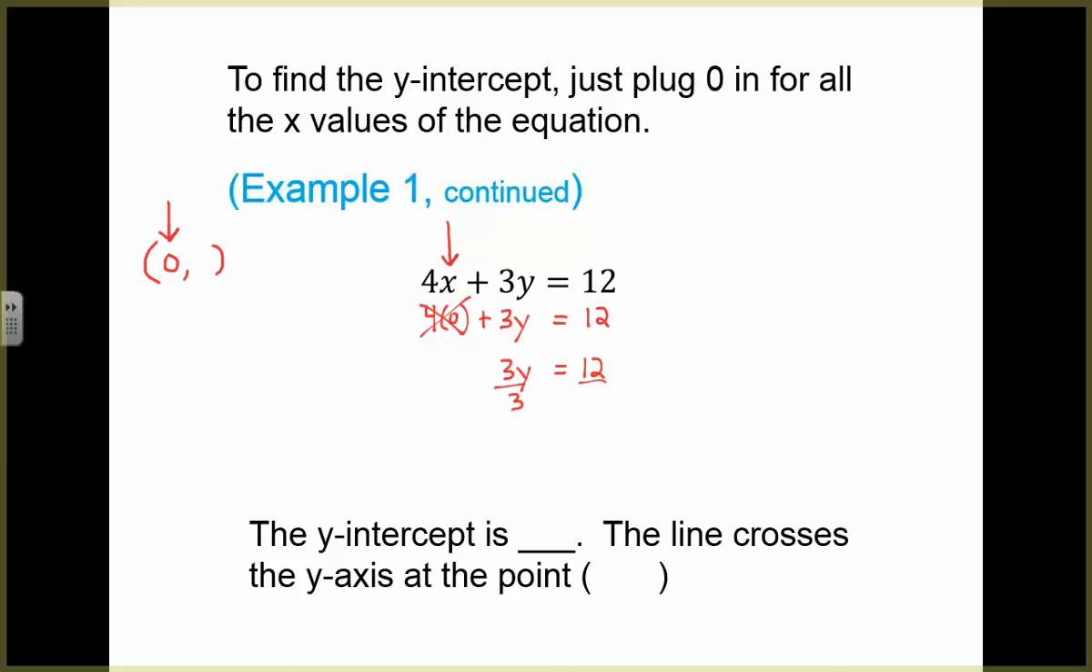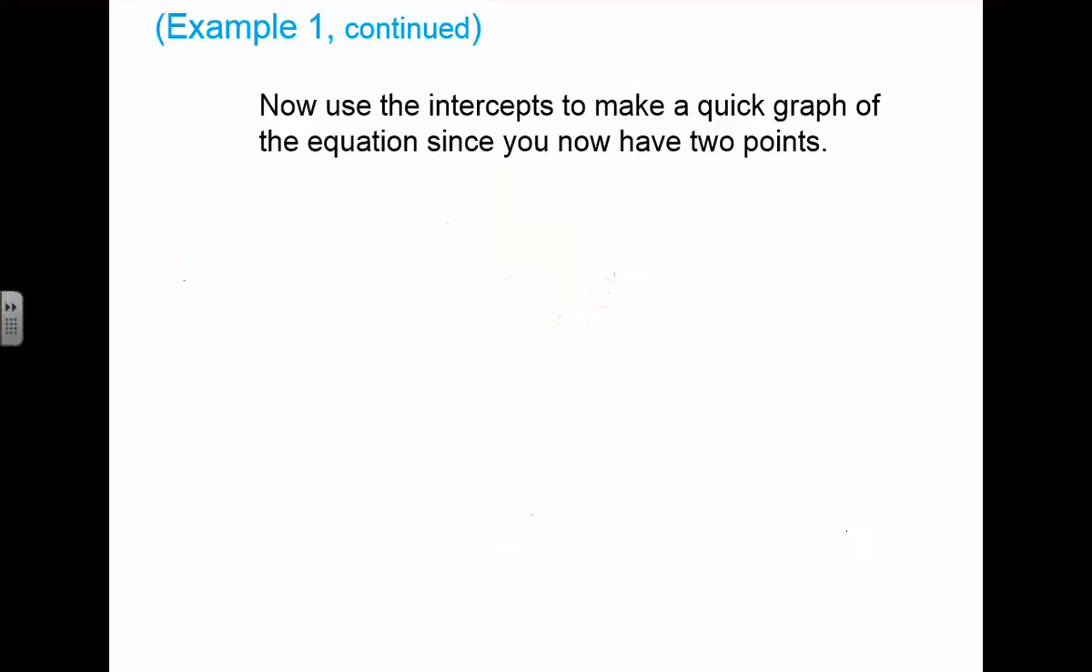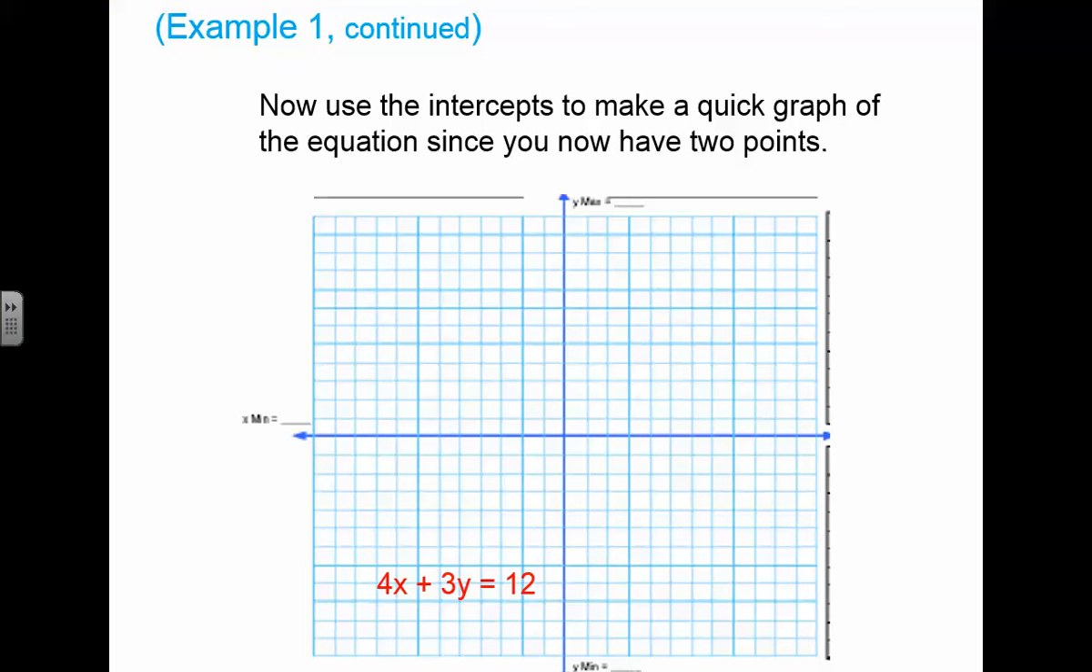Divide by 3, and it looks like that y value is going to be 4. So we say that my y-intercept is 4. That would be the point 0, 4. And I can just fill in the blanks down here. Y-intercept is 4, and it's going to cross the y-axis at 0, 4. Okay, so notice we kind of did two different things there. We found an x-intercept, we found a y-intercept. And what we really did is we found 2 points. So we're going to take this information, and now we're going to make a graph.